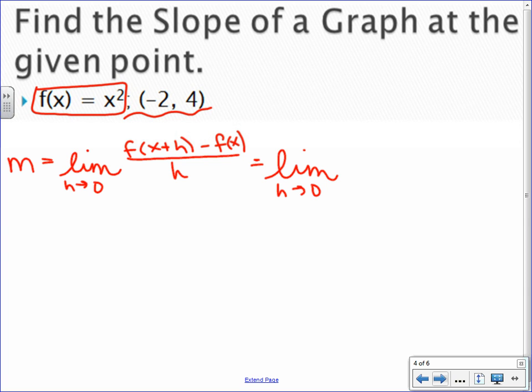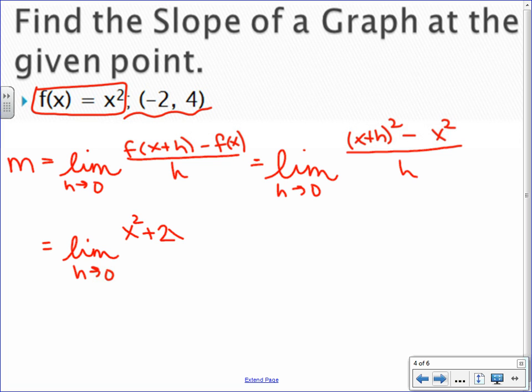f of x plus h is x plus h squared, minus f of x, x squared, all over h. Now we need to simplify that. x plus h, the quantity squared, is x squared plus 2hx plus h squared. I plug x plus h into my function. So our x squareds cancel. And then we need to factor out an h so we can get it to cancel downstairs.